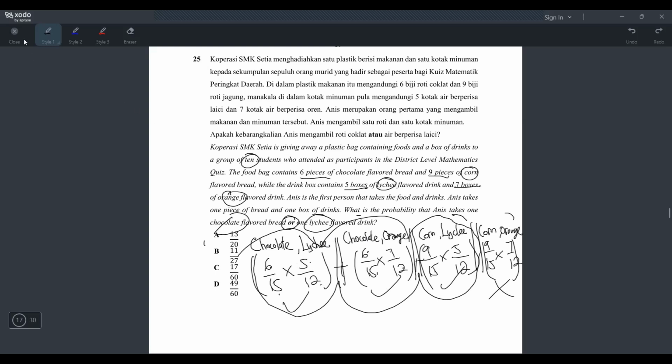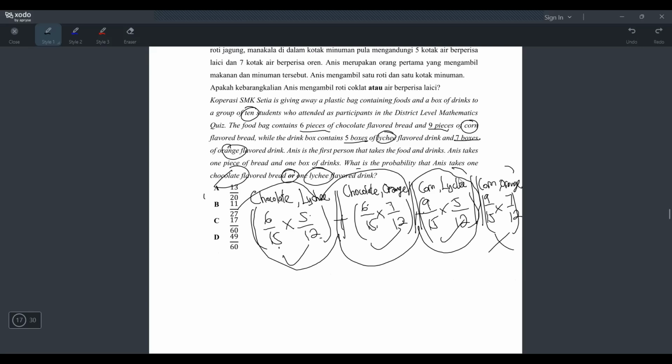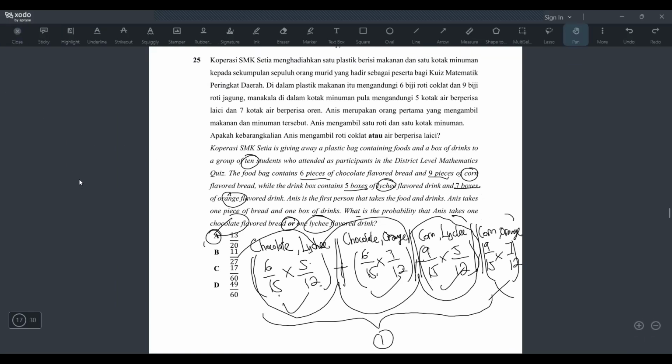But there's another faster way to do it, because total probability is always 1. So what you can do is just take 1 minus the one you don't want. The one you don't want is this, which is 9/15 times 7/12. Make sure you press 9/15 times 7/12 first, and then 1 minus. So you get 13/20. So the answer is A. Okay, so that's how you do it. So number 25, the answer is A.